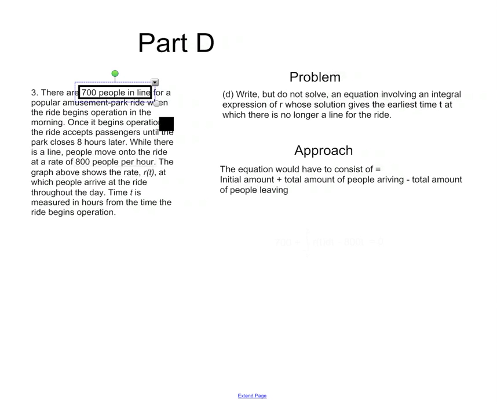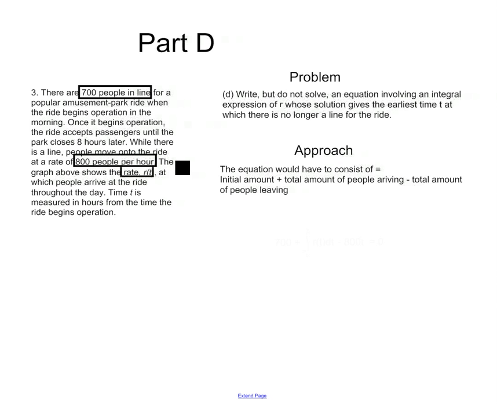Once it begins operation, the ride accepts passengers until the park closes 8 hours later. While there's a line, people move onto the ride at the rate of 800 people per hour. This is the rate at which people are leaving. The graph above shows the rate R(t) at which people arrive at the ride throughout the day. R(t) is the rate at which people are entering.